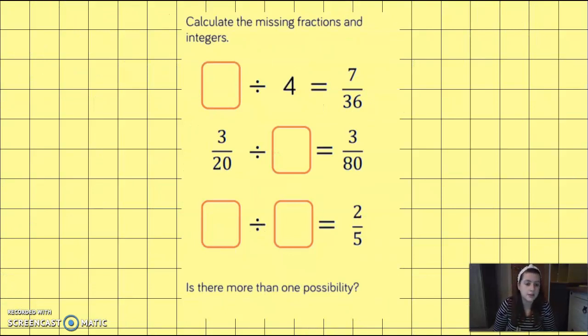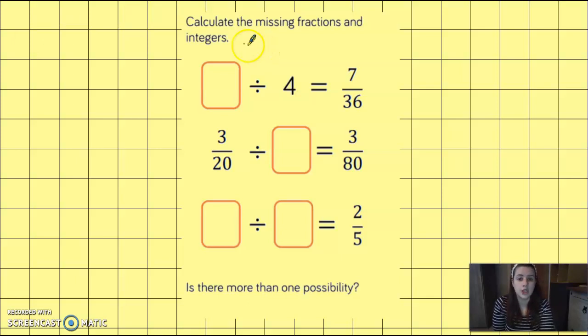Now, you might come across something like this as well, which is exactly the same, but you just need to think about it in a different way. Now, we know the method. We keep the top the same, the numerator the same. We times the denominator by the whole number. We know that method, and we're going to use that method to work out these answers.